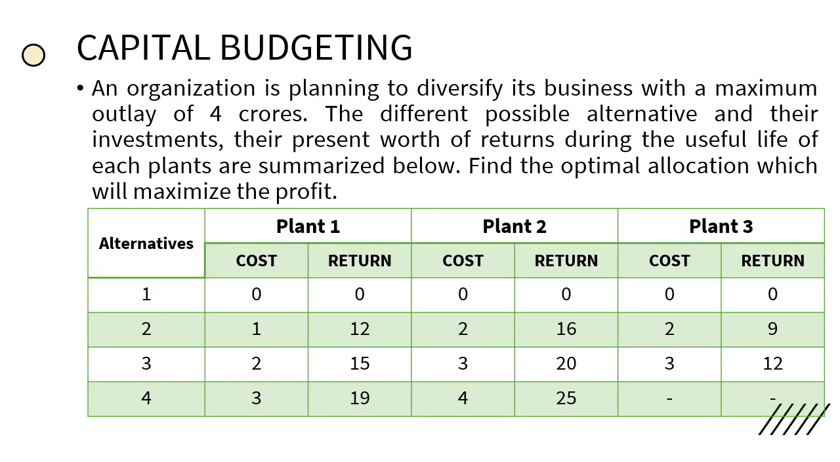Let us consider the problem here. You have an organization which has a maximum of 4 crores. How to allocate these 4 crores to 3 different plants? What is the amount if we allocate, and what will be the return? It is given in a particular tabular column. So let us identify the best alternative for this particular problem.